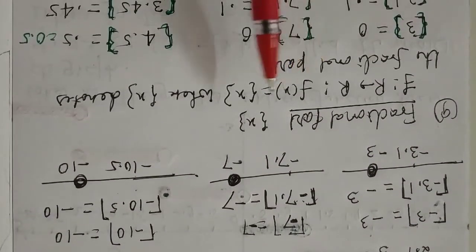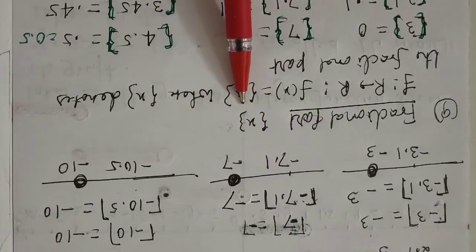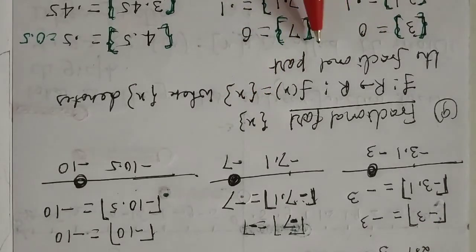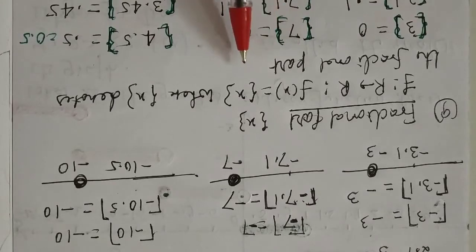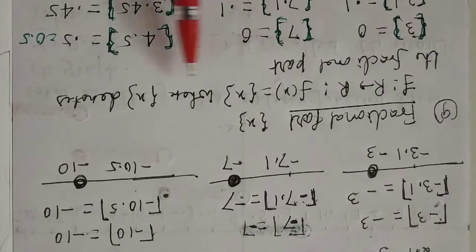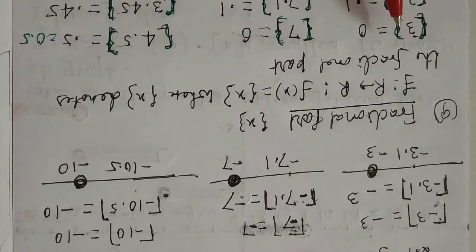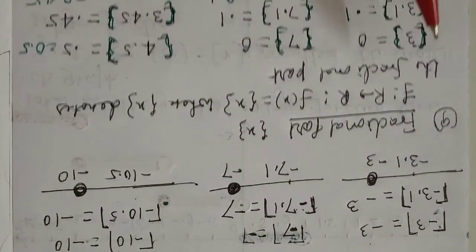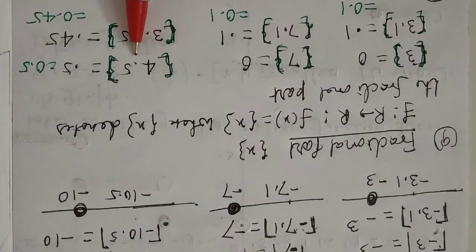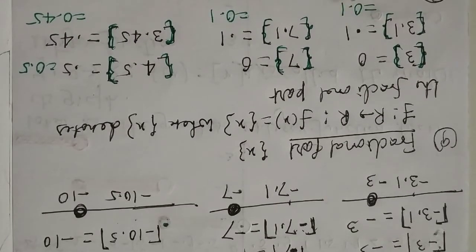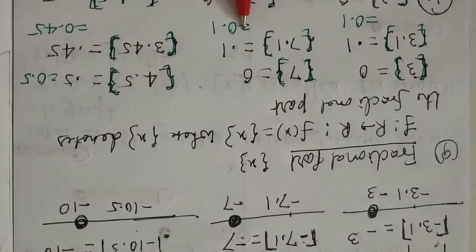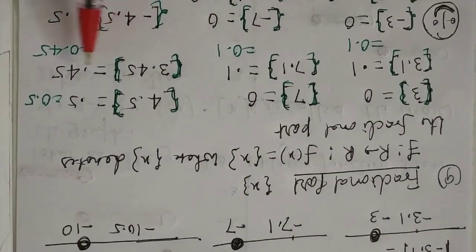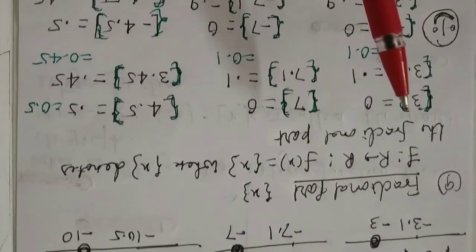Now the fractional part is symbolized by this curly bracket {x}. f is a function from R to R such that f(x) is equal to the fractional part of x, where {x} denotes the fractional part. Now the fractional part of 3 is 0, of 7 is 0, of 4.5 is 0.5. Now 3.1 is 0.1 itself, 7.1 is 0.1 itself, 3.45 is 0.45 itself.